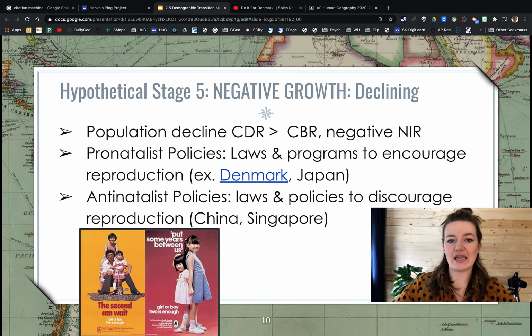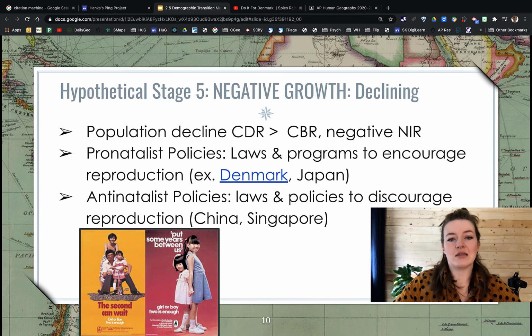Then we have anti-natalist policies. These are anti-birth policies, and they're intended to discourage reproduction. So hopefully we're all familiar with China's one-child policy. This is no longer in place, but if you remember looking at the maps in class, we saw how much the population isn't growing. So the population is still very, very high, but it's not growing at a very high rate anymore, which is what they wanted out of that.